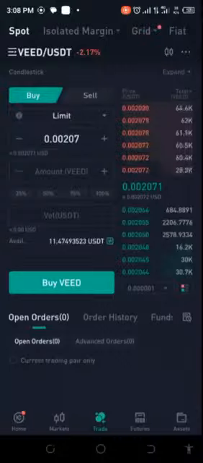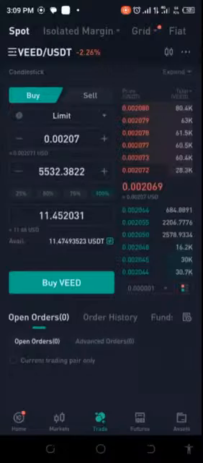We're being told it's about 4%. So let's hope it still stays so. Anyways, let's go ahead and see what we have. Let's start by simulating. We have VEED/USDT. So let's go ahead and do this. First and foremost, let's just do a basic simulation.